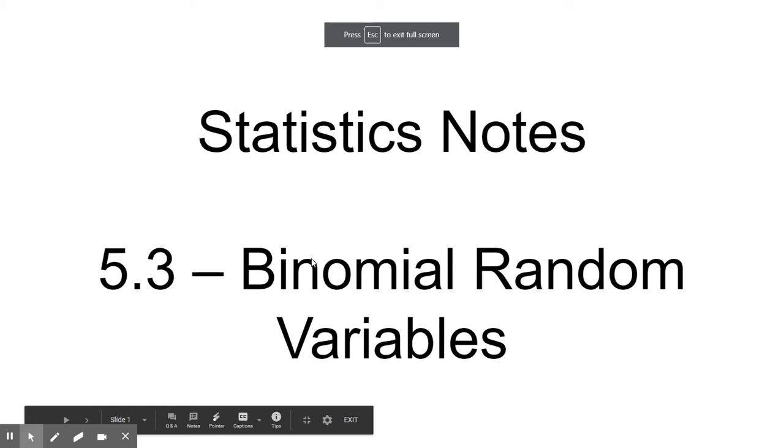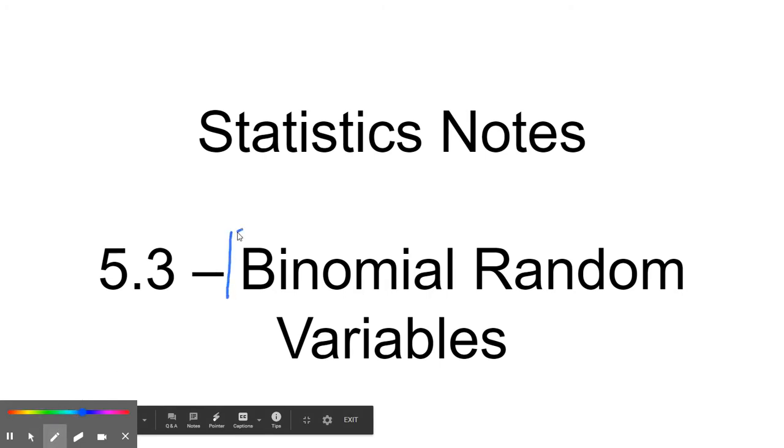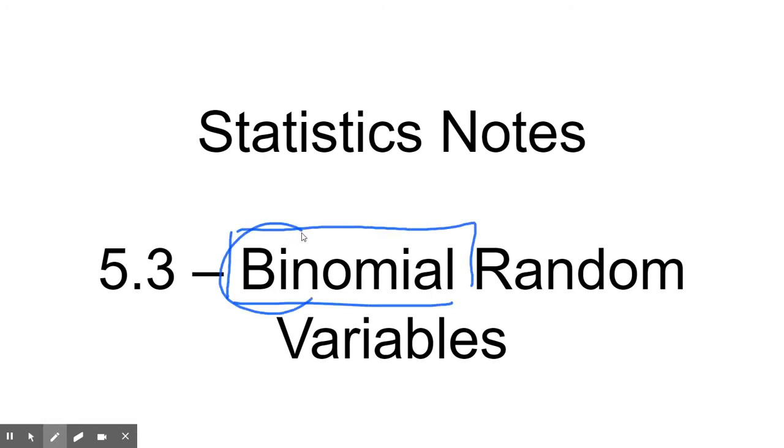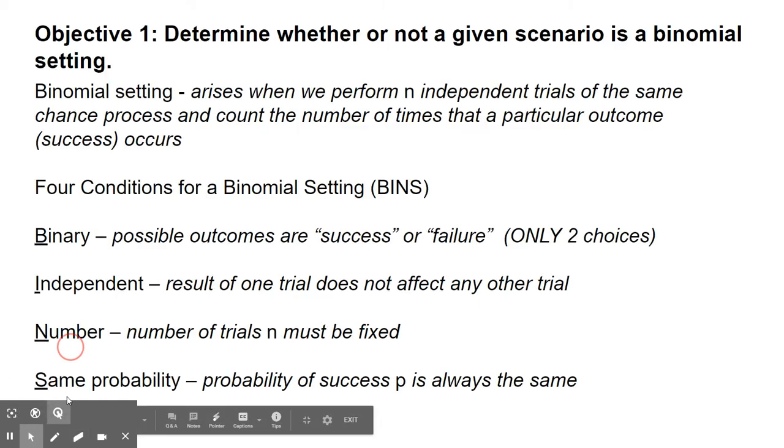All right, so section 5.3 is talking about a binomial random variable. When you think of binomial, hopefully you think of this prefix bi, meaning two. So that's going to be part of this section on binomial random variables, very much related to a discrete random variable. There will be two sections covering binomial random variables.